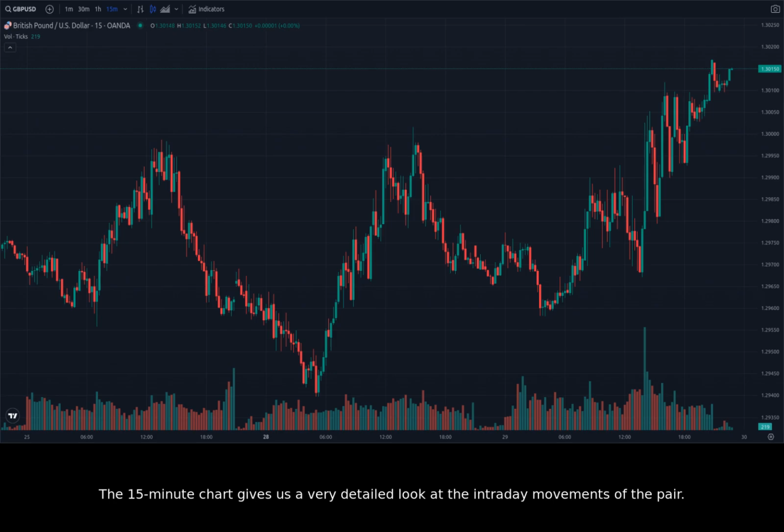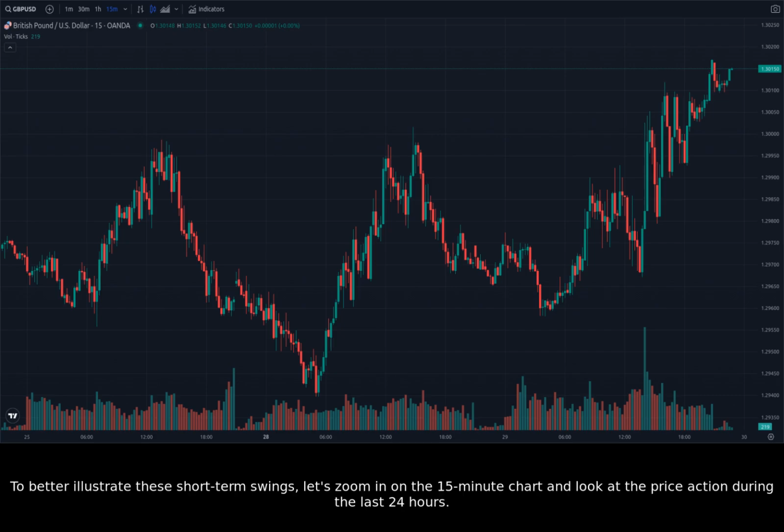The 15-minute chart gives us a very detailed look at the intraday movements of the pair. This chart reveals that the pair has been trading in a very volatile range, suggesting a lack of clear direction. We can see multiple instances of price whipsaws, where the price quickly moves up or down before reversing course. This type of price action can be challenging to trade because it's very unpredictable. It's important to stay patient and avoid entering trades based on short-term price fluctuations.